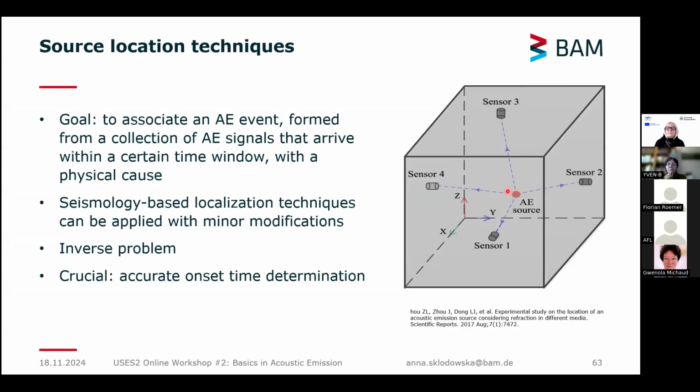So the goal of those techniques is to associate an acoustic emission event, formed from a collection of acoustic emission signal hits, as I mentioned before, that arrive within a certain time window, with a physical cause. So we want to get what we record associated with one physical cause happening inside of our material. Basically, most localization techniques are seismology-based and can be applied to acoustic emission with minor modification. It's an inverse problem, and the crucial part of this is the accurate estimation of the arrival time.